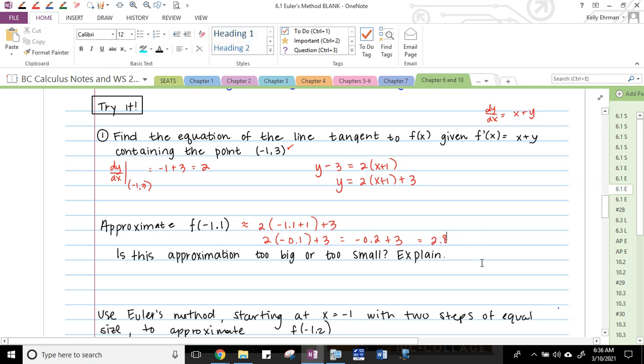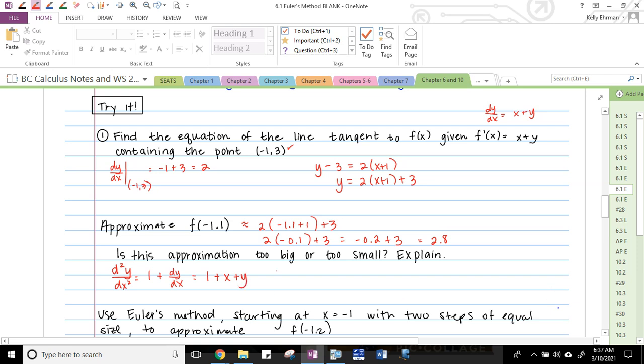Is this approximation too big or too small? And explain. Well, we need to know about the second derivative to be able to tell if this is too big or too small. And right now we just have an equation for the first derivative. So if I want to find the equation for the second derivative of y with respect to x, remember it's been a while since we did this. We're taking the derivative of x, which is 1, with respect to x. We're taking the derivative of y, which is 1, with respect to x. So plus 1 times dy dx. And then we sub in the equation we have for dy dx. 1 plus dy dx is 1 plus x plus y.